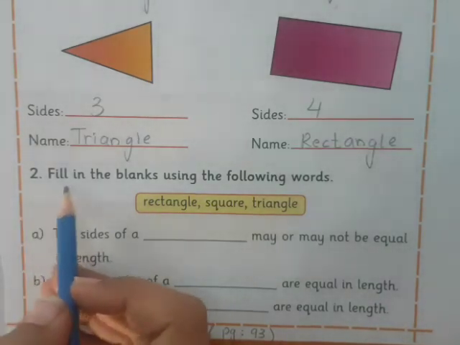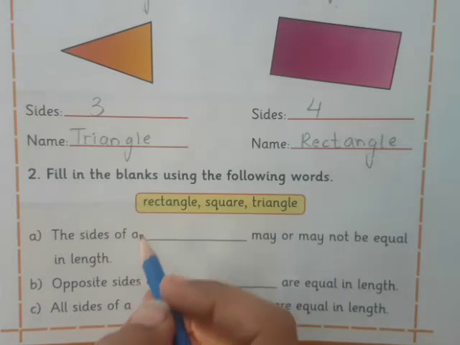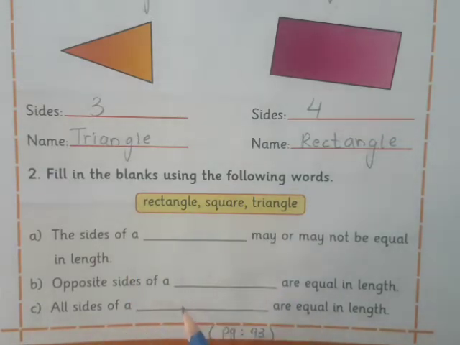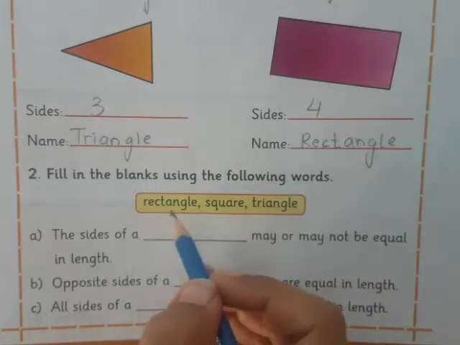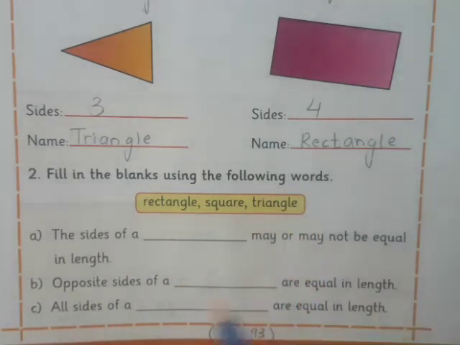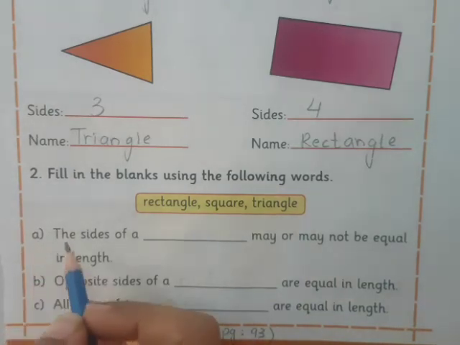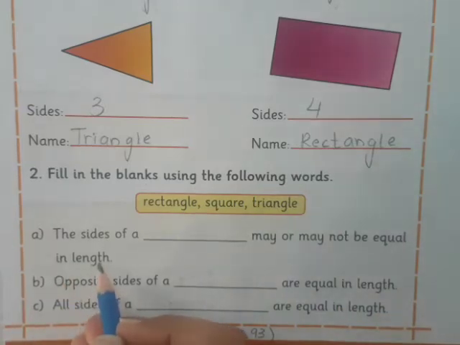Question number 2. Fill in the blanks using the following words. You have to fill these blanks with these words. What are the words? Rectangle, square, triangle. The first one is, the sides of a dash may or may not be equal in length.